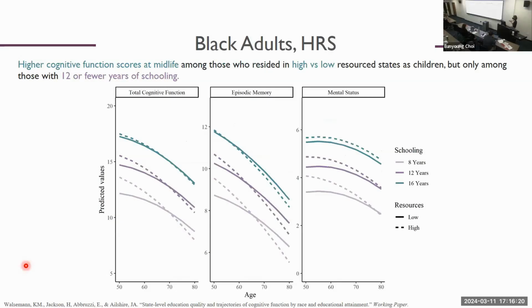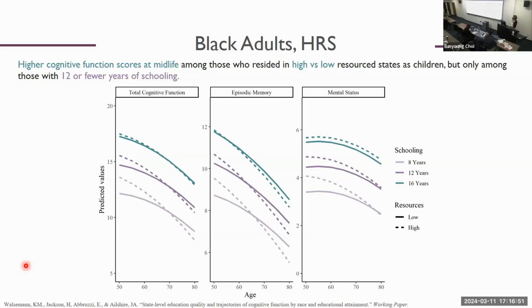You can see that the difference is quite large for Black adults for total cognitive function, episodic memory, and mental status. Almost 1 point on these TICS measures for those who had 8 years of schooling, and it's still quite significant for those who had 12 years of schooling. There's no difference that we found for those who had 16 years of schooling. There is a slight crossover effect happening there. You can see that towards age 70, 65.